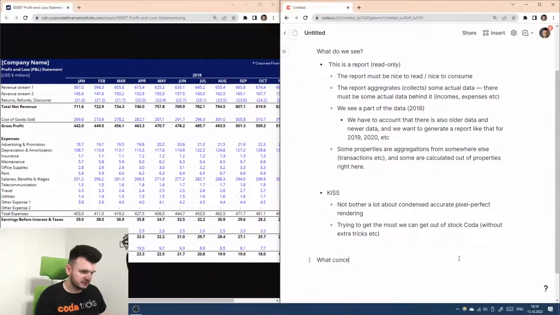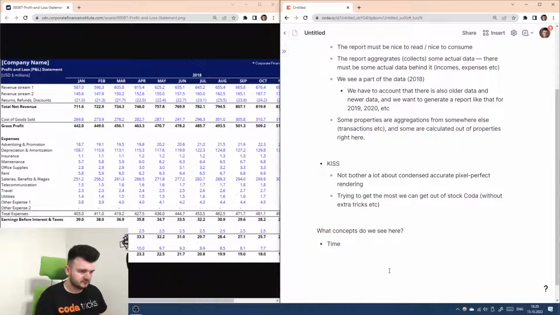What concepts do we see here? Okay, let's start. Let's forget about all the complexity behind the company name, the whatever. So we see time. Actually, not just time, because sales are made at a particular instant of time. So let's just go top to bottom, whatever we see. We see 2018, we see January, February, March. So this is like time brackets or intervals, monthly intervals. So we have months, or let's call them fiscal months.